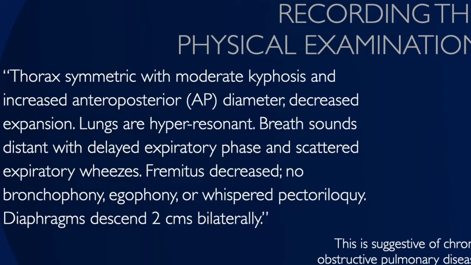Compare that to this write-up suggestive of chronic obstructive pulmonary disease. And it reads, thorax symmetric with moderate kyphosis and increased anteroposterior diameter, decreased expansion. Lungs are hyperresonant. Breath sounds distant with delayed expiratory phase and scattered expiratory wheezes. Fremitus decreased. No bronchophony, egophony, or whispered pectoriloquy. Diaphragms descend 2 centimeters bilaterally.